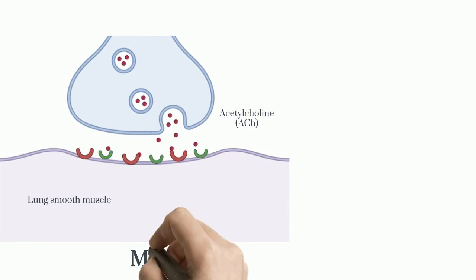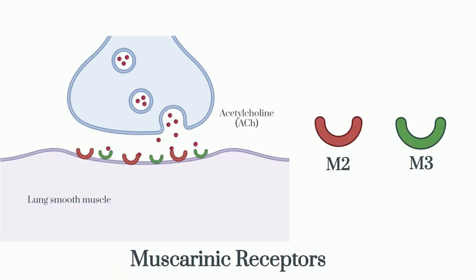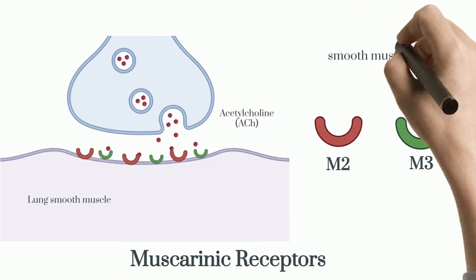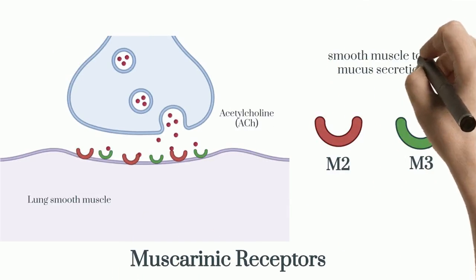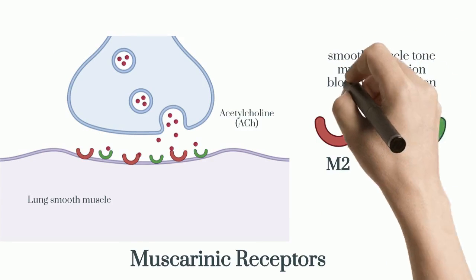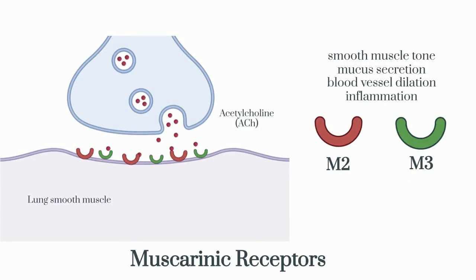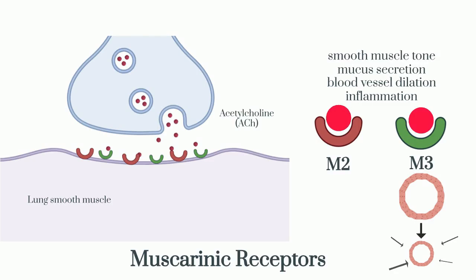Acetylcholine binds to muscarinic receptors M2 and M3. Muscarinic receptors control smooth muscle tone, mucus secretion, blood vessel dilation, and inflammation. The binding of acetylcholine to M3 receptors in smooth muscle of airways promotes muscle contraction, reducing the space for air to move through. In normal lung physiology, M2 promotes bronchodilation by limiting acetylcholine release.